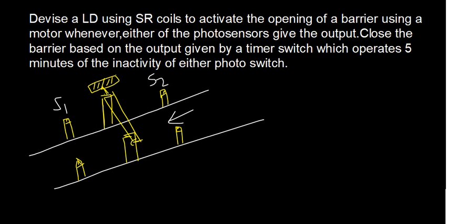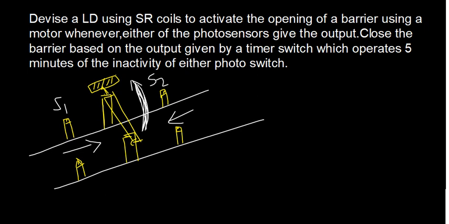And once the barrier gets opened, it will remain in the open position. It will go somewhere here to this position, okay? It gets opened. You can understand what I mean by this. Then it will remain there for 5 seconds, okay? That is, you can see, close the barrier based on the output given by the timer switch which operates 5 minutes, okay? It may be minutes, or you may take it as seconds also, doesn't matter, okay? Anyway, it is a problem statement. 5 seconds of inactivity of either of the photo switch, right?